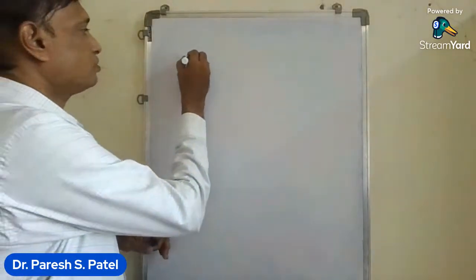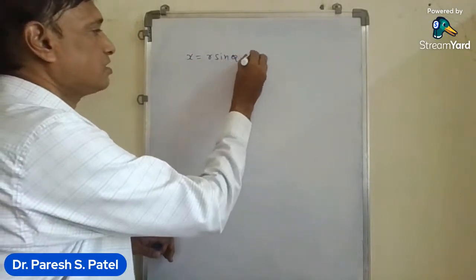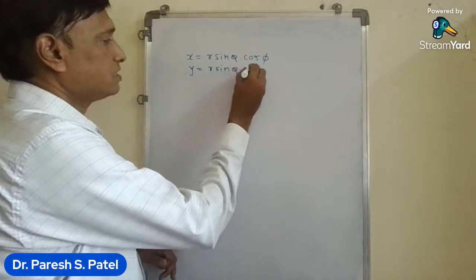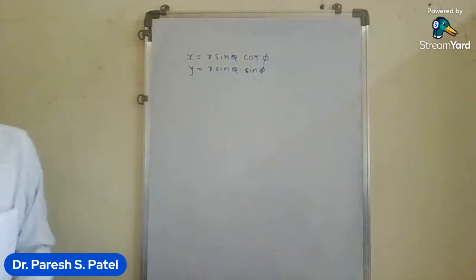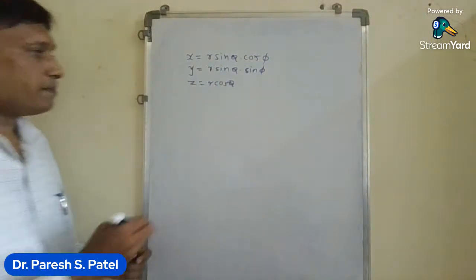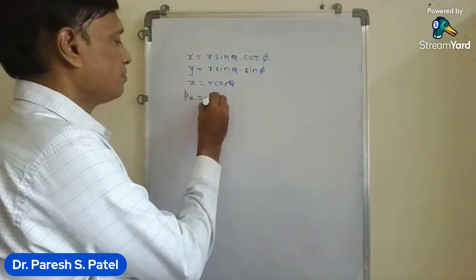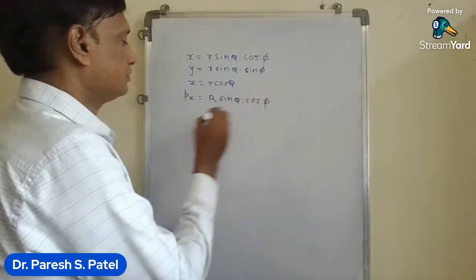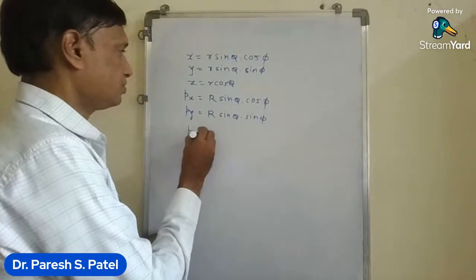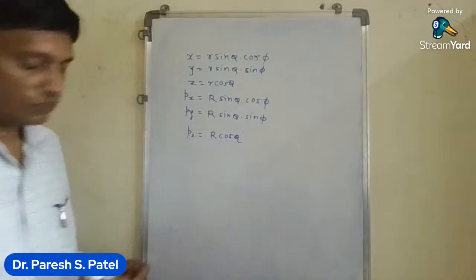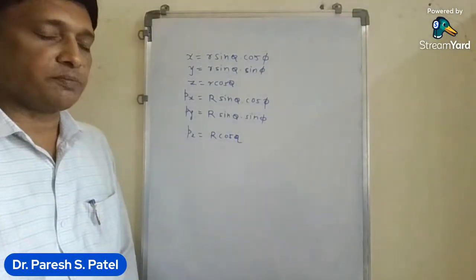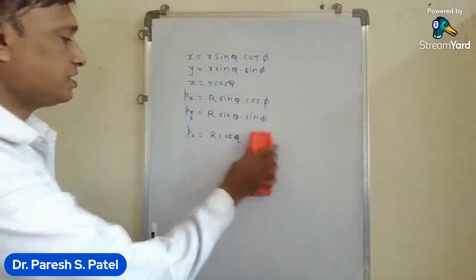We know that x is equal to r sine theta cos phi, y is equal to r sine theta sine phi, and z is equal to r cos theta. We can simply write, again, px is equal to capital R sine theta cos phi, py is equal to r sine theta sine phi, and pz is equal to capital R cos theta. Okay, so with the help of this relation, we can find out how many orbitals are involved in the bonding skeleton of the molecules. So let us start first with the water molecule.